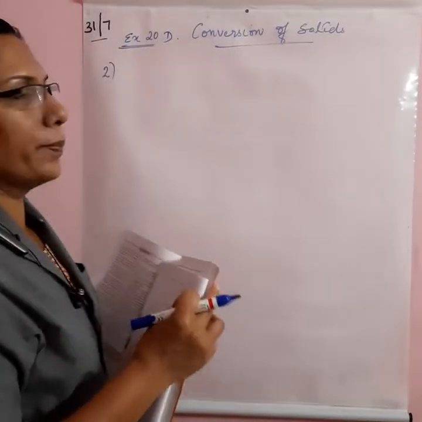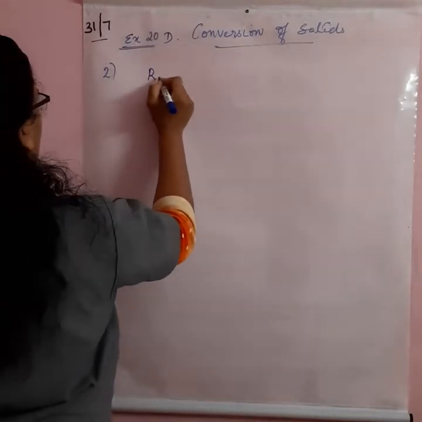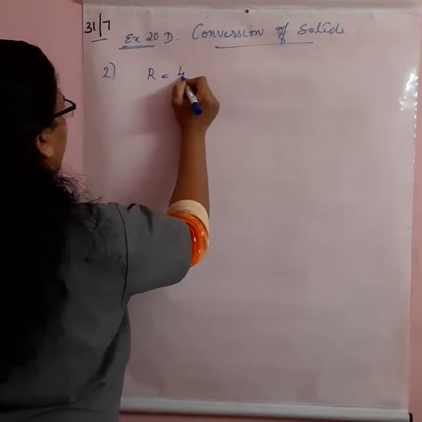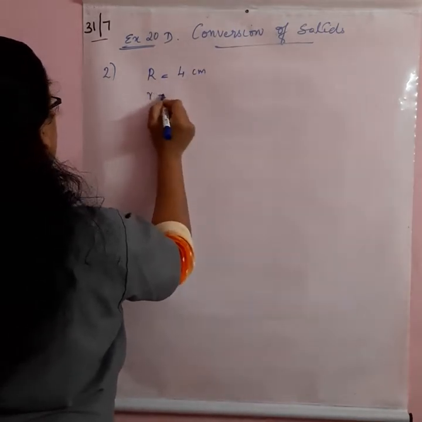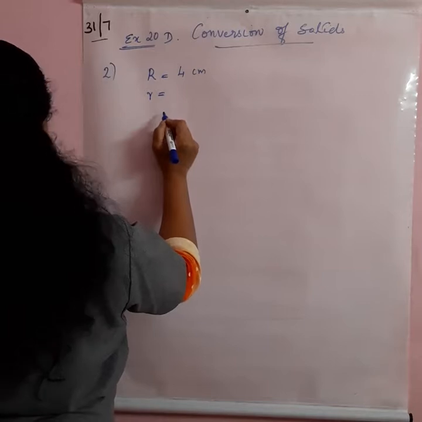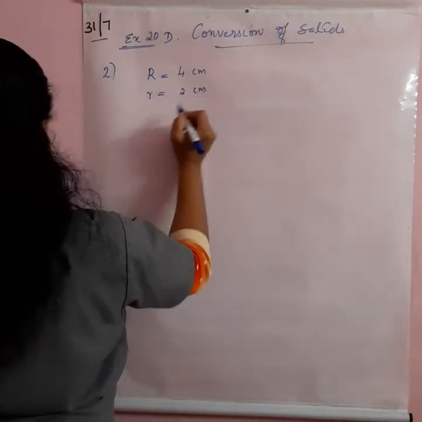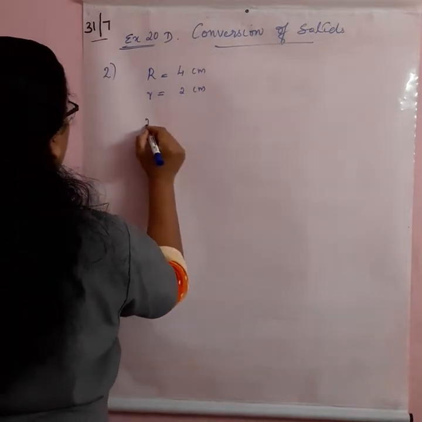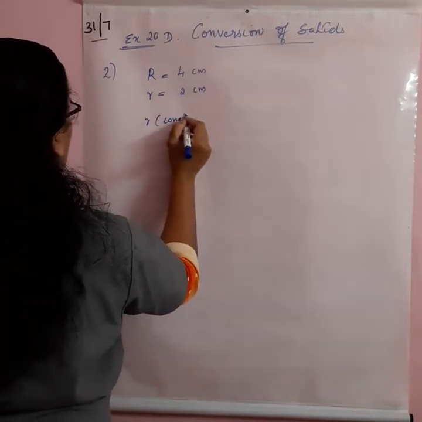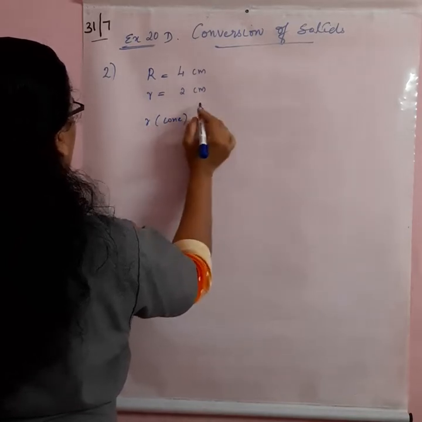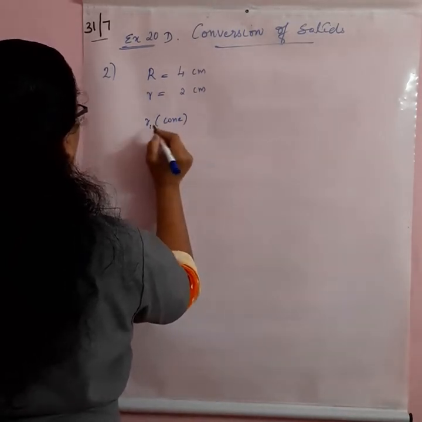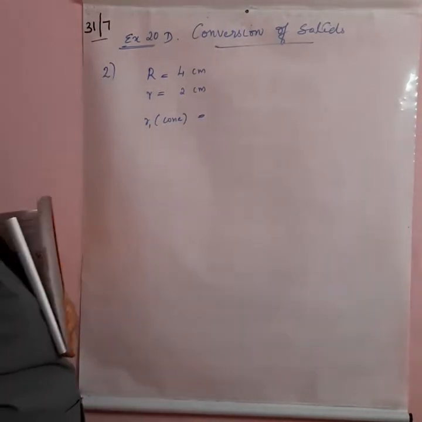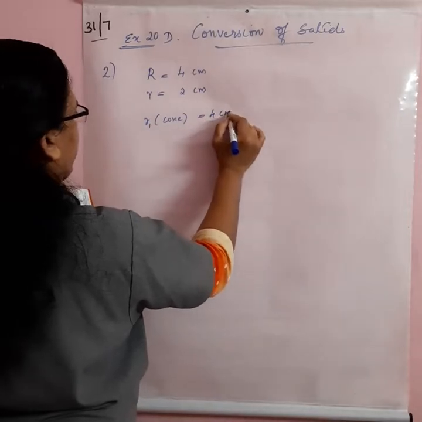So let capital R be the external radius. Now what is R? Here it is given external diameter is 8, so radius is 4. Now internal diameter is given 4, so radius is 2 centimeters. And the radius of the cone, I can write radius of the cone is equal to, say, R1. Diameter is given 8, so radius is equal to 4 centimeter.